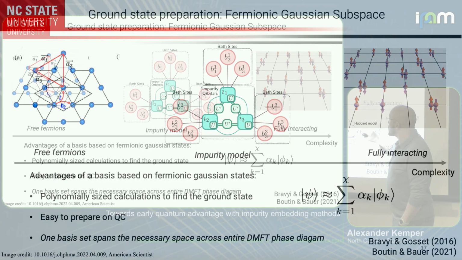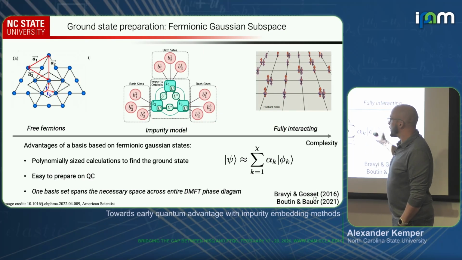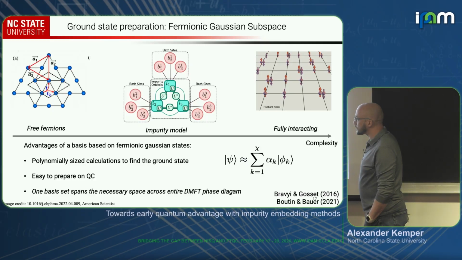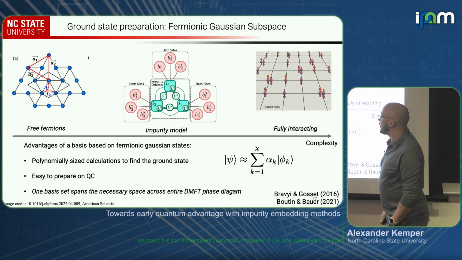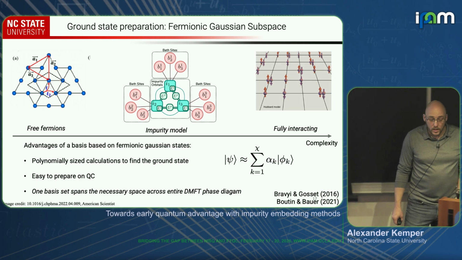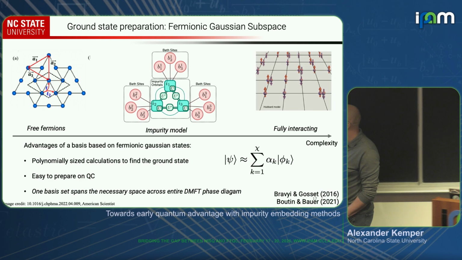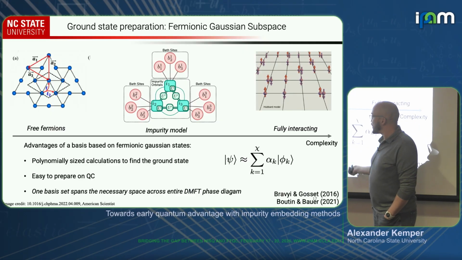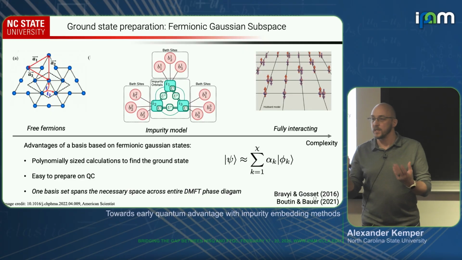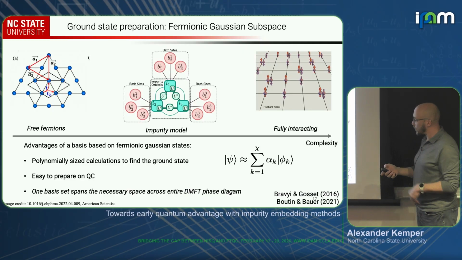You need a polynomial number of these in order to represent the ground state to some approximation, because they're easy to prepare on a quantum computer. More importantly, once I find a basis set of these, what we found is that you can span the whole DMFT phase diagram with the same basis. So this basis set is not just for one point, it's usable across the spectrum.